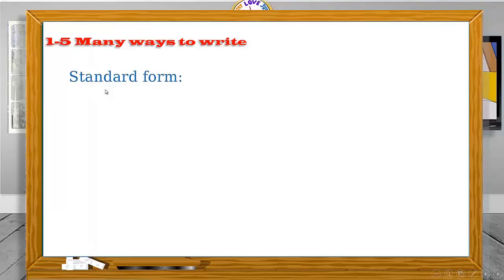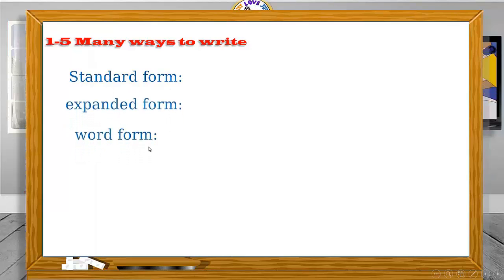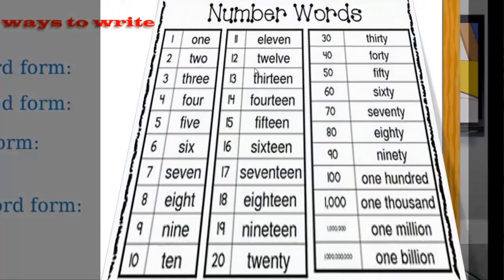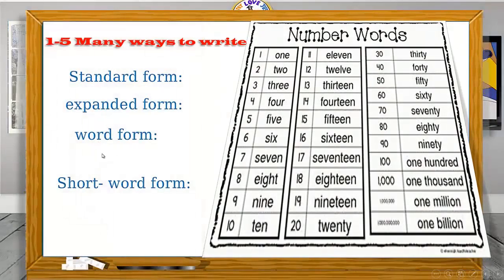You can write a number in standard form, expanded form, word form, or short word form. But you can't write the number in word form and short word form if you can't write numbers in words. If you don't know how to write 12, million, thousands, milliard, and so on, you can't write the word form.